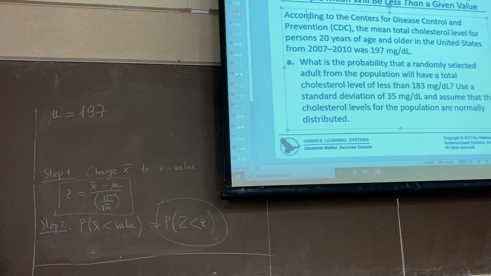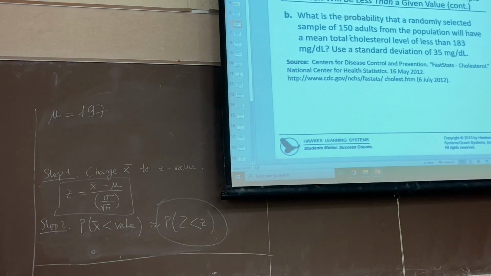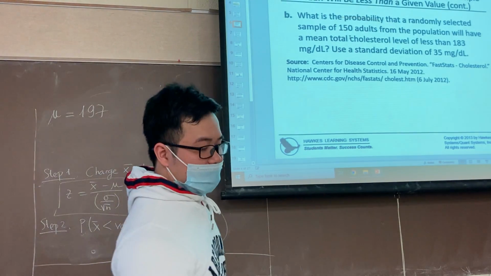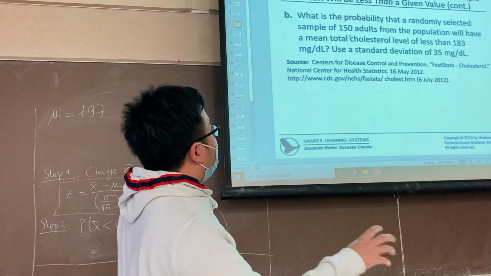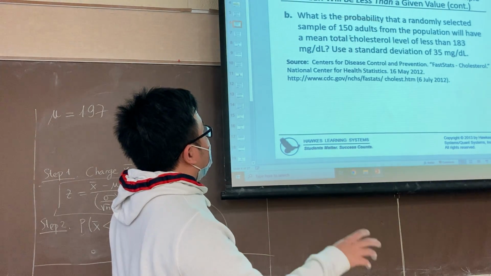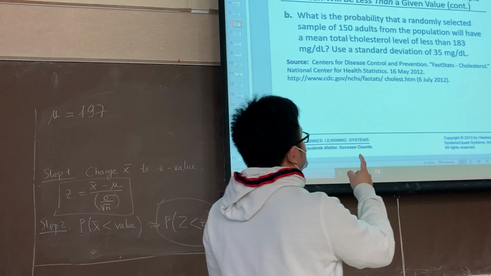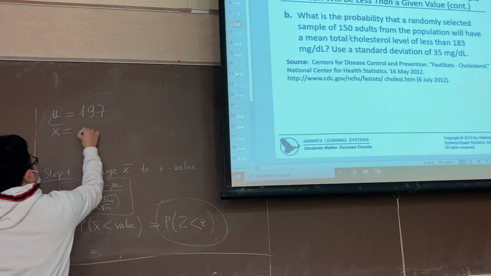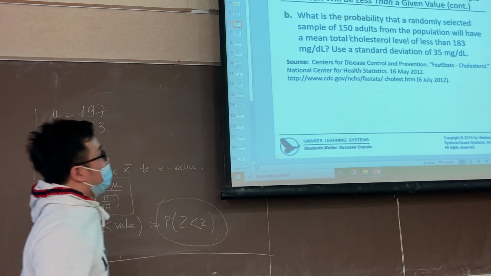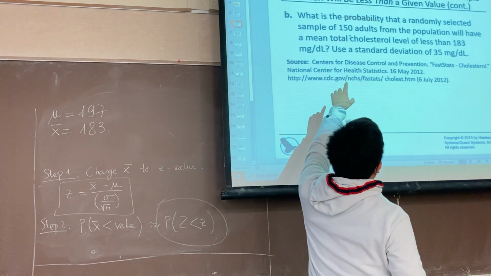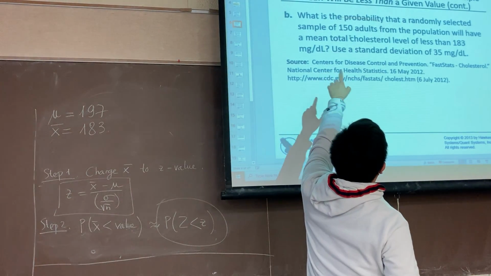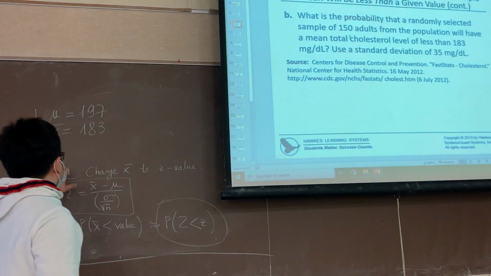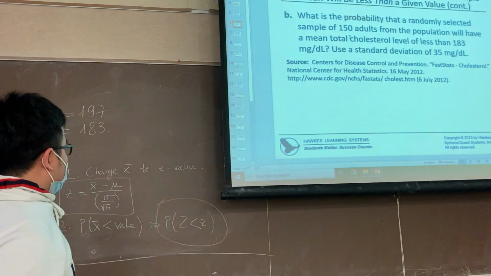And the second, not the A, not the B. What is the probability that a randomly selected sample, now I want to choose a random sample, and I want the mean to be less than 183? So x bar here is 183, right? You look at the keyword here, the mean. The mean of the sample is less than this number. So x bar here, I want to choose this.